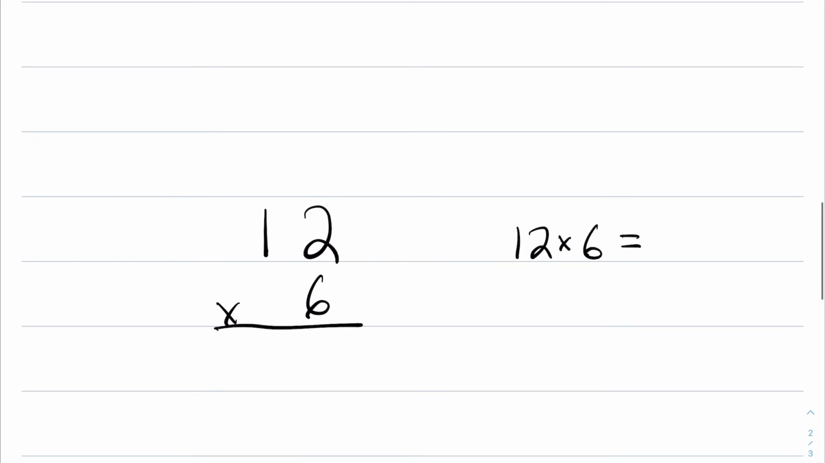Our next example here, we have 12 times 6. Our first step, we take our 6, we multiply it by the 2. We get 6 times 2, which equals 12. We don't have to carry the 1 here.